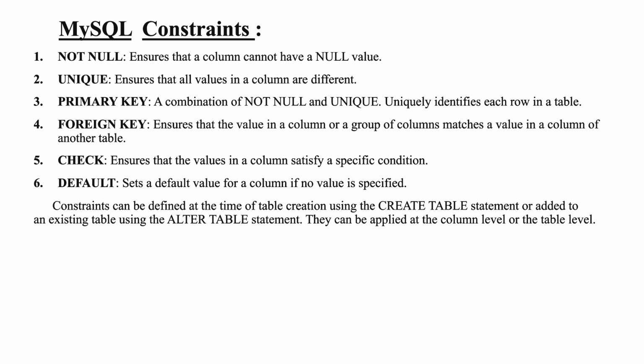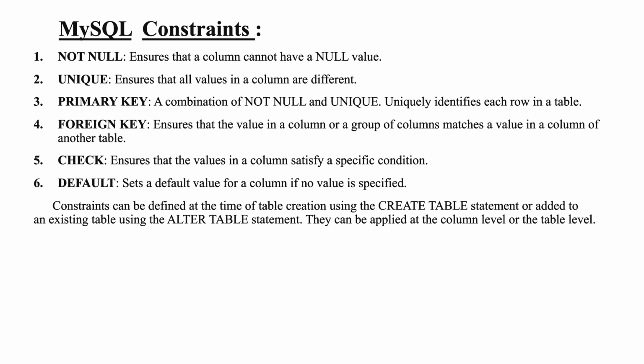Constraint means rules. The types of constraints are not null, unique, primary key, foreign key, check, and default. Not null constraint ensures that a column cannot have a null value. Unique constraint ensures that all the values in a column are different. Primary key is a combination of not null and unique.